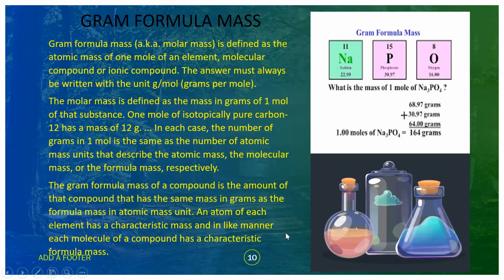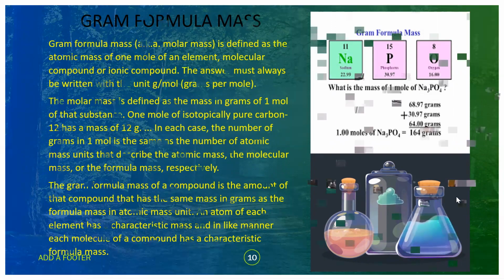The gram formula mass of a compound is the amount of that compound that has the same mass in grams as the formula mass in atomic mass unit. So here is the example of gram formula mass. This is sodium phosphate, Na3PO4. There are 3 sodium. The atomic mass of sodium is 23. Because there are 3 sodium, so 68.97 grams. Phosphorus is 30.97 grams. There are 4 oxygens, so 16 into 4, 64 grams. So 1 mole of sodium phosphate, after addition of all these atomic weights, is 164 grams.